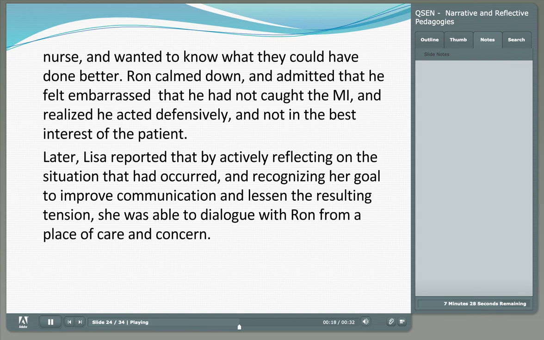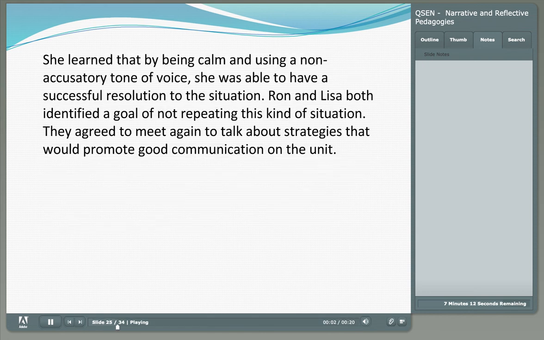Later, Lisa reported that by actively reflecting on the situation that occurred and recognizing her goal to improve communication and lessen the resulting tension, she was able to dialogue with Ron from a place of care and concern. She learned that by being calm and using a non-accusatory tone of voice, she was able to have a successful resolution to the situation. Ron and Lisa both identified a goal of not repeating this kind of situation. They agreed to meet again to talk about strategies that would promote good communication in the unit.